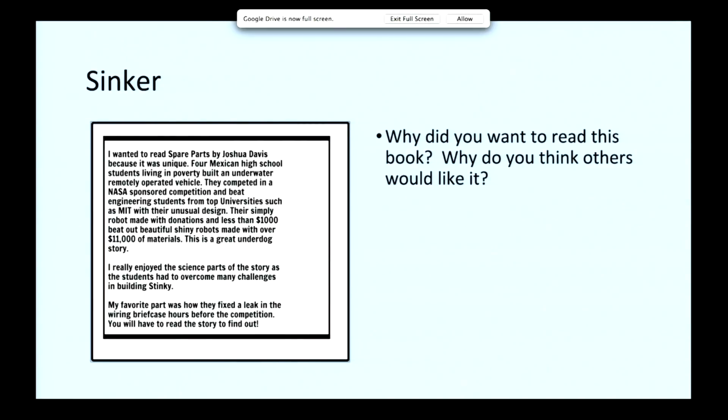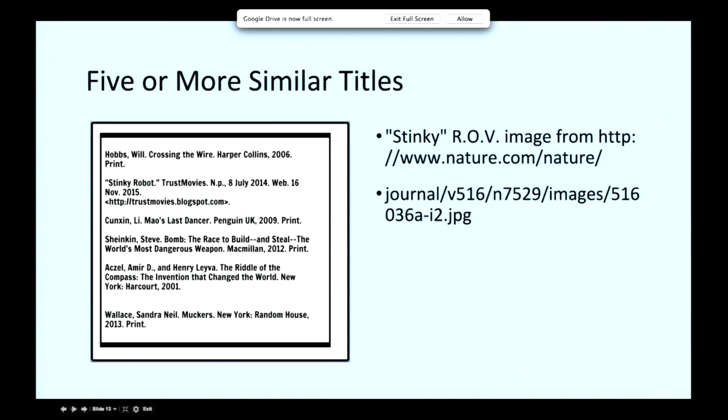Next in the hook, line, and sinker process comes the sinker. Why did you read this book? Or why did you want to read this book? Why do you think that others would like it? And here we have the students doing some writing, talking about why it's meaningful for them. Then we ask the students to come up with 5 or more similar titles. These can be by the same author. It can be in the same genre, the same series, the same subject. So we have some flexibility here.